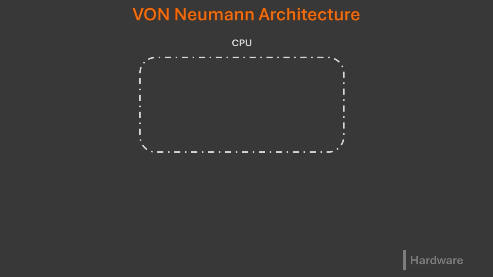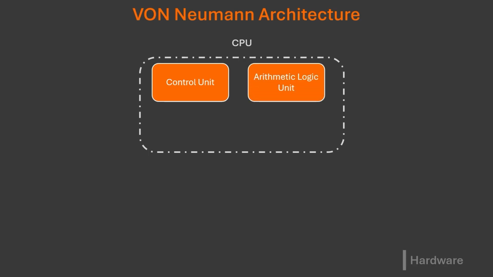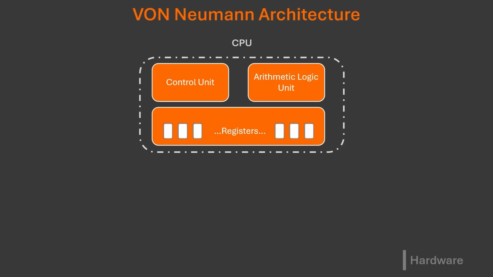It consists of the control unit, which directs the operations of the CPU, fetching instructions from the memory and coordinating their execution. The arithmetic logic unit, or ALU, performs arithmetic and logical operations such as addition, subtraction, and comparisons. Registers are small high-speed storage locations within the CPU that hold data and instructions being actively processed. Registers are faster than RAM, reducing the time the CPU waits for data.